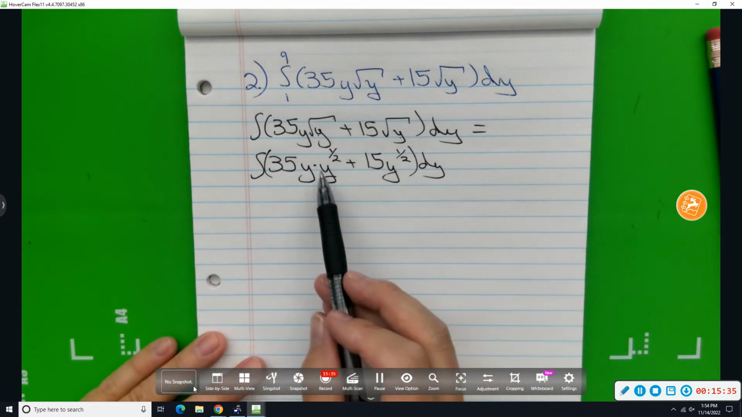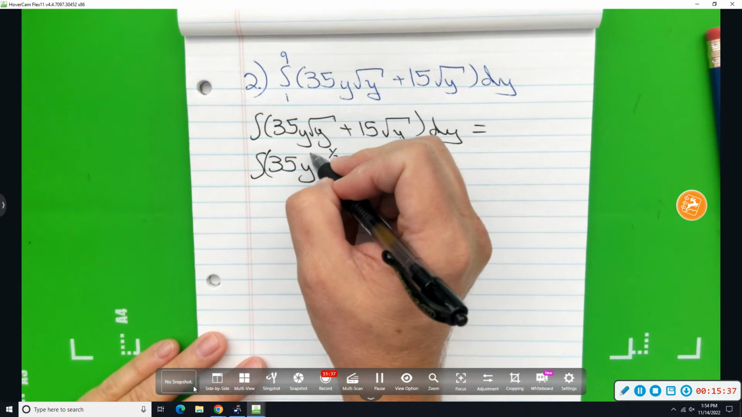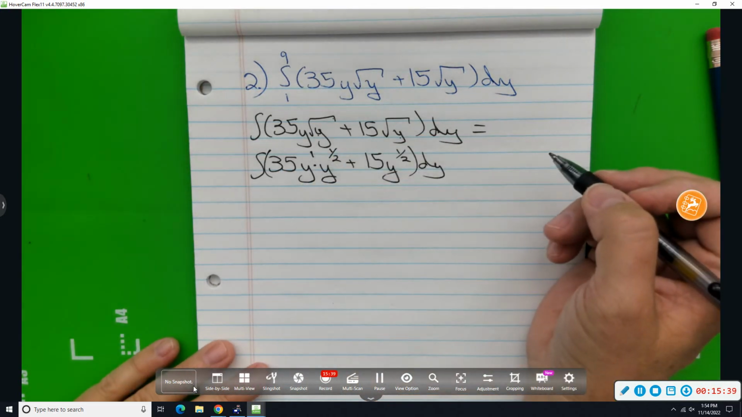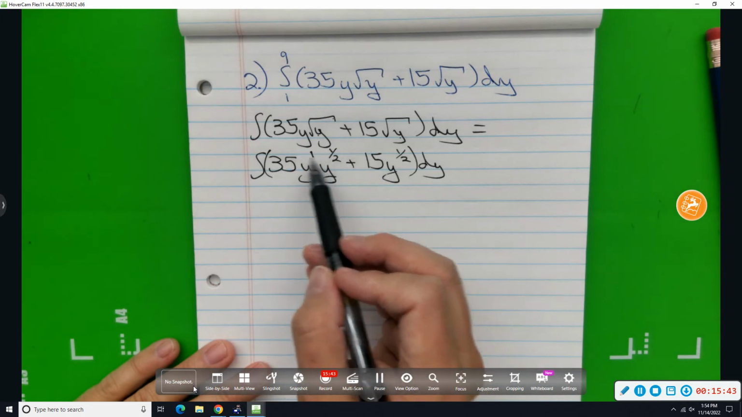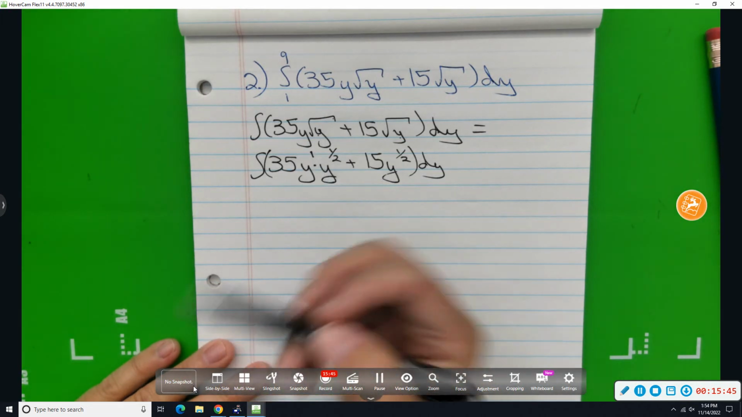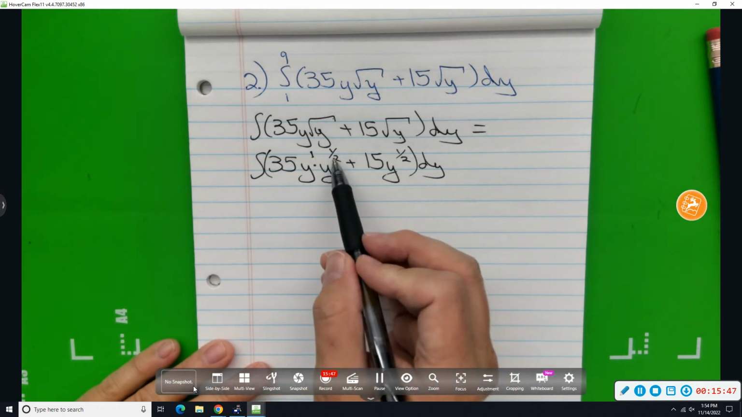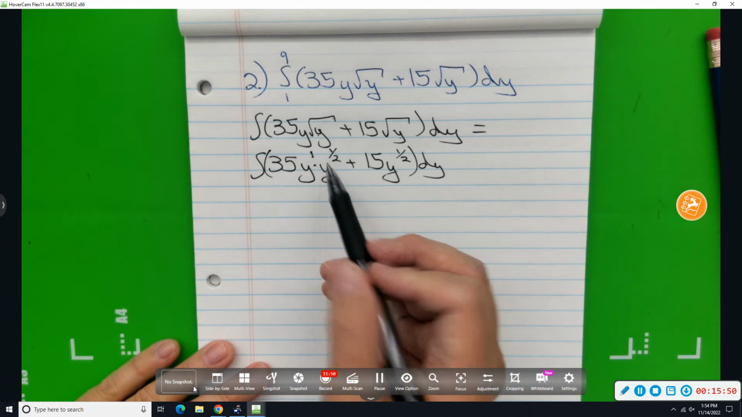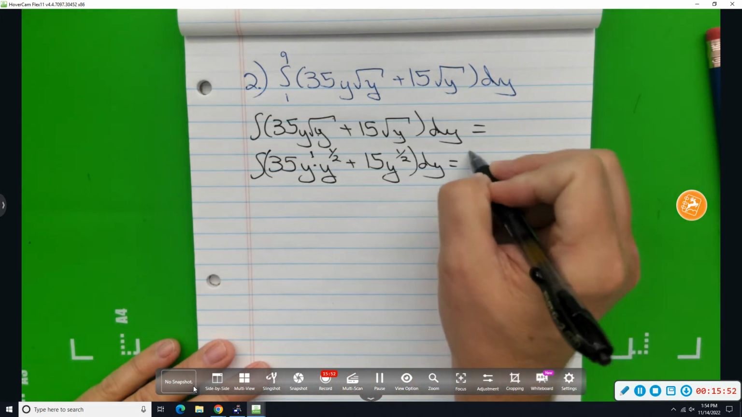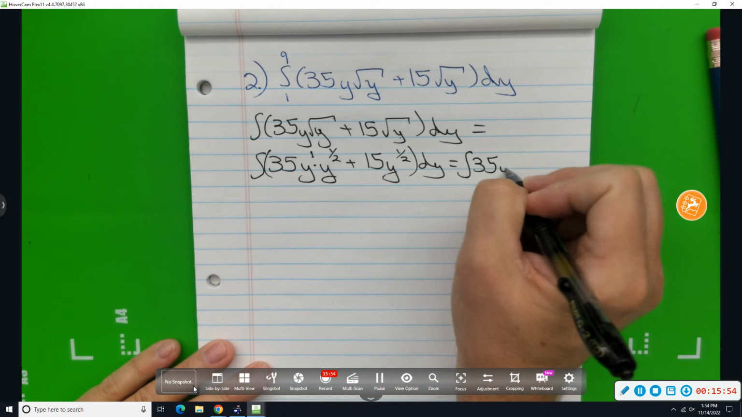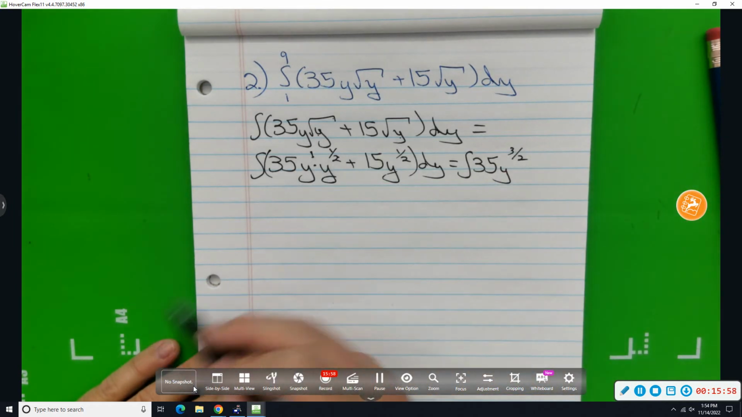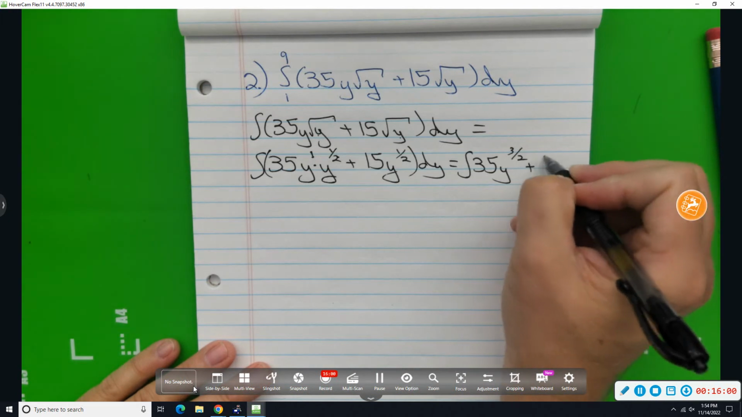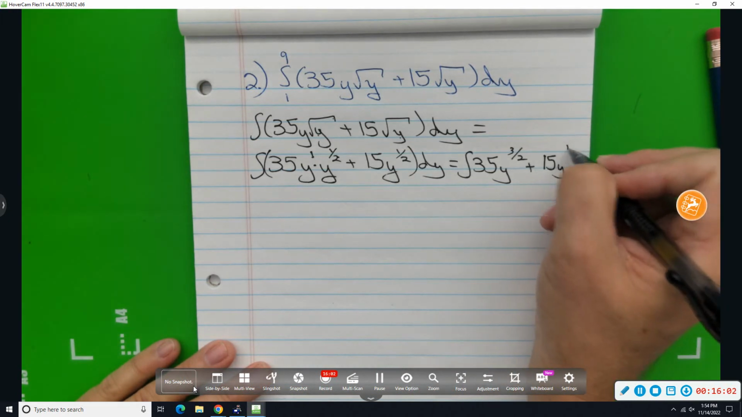And y times y to the 1/2, that's y to the first times y to the 1/2. Repeated bases being multiplied, what do you do to the powers? Okay, you add them. 1 plus half is 1.5. We'll write that as y to the 3/2, 1/2 plus 1. That's still a 15 y to the 1/2.